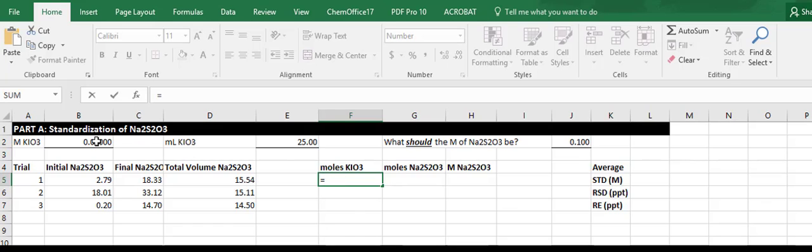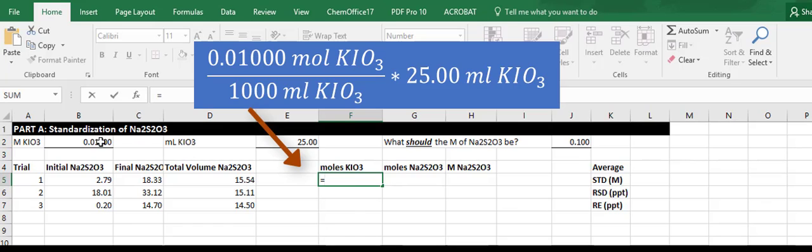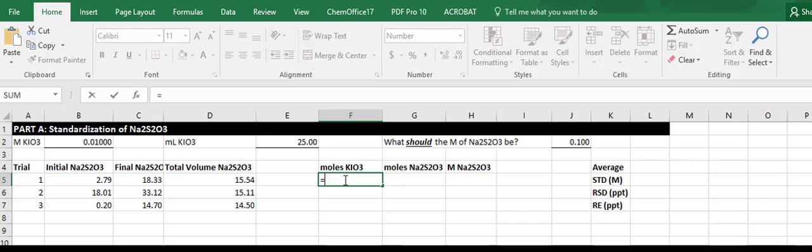But we have the molarity of our KIO3, so that's 0.01000 moles of KIO3 in 1,000 milliliters of KIO3. I used 25 milliliters of the KIO3, so if I multiply this volume times the molarity in milliliters, I get moles. So in Excel, I'm not going to write out all my units. I'm going to suggest that you do that on paper ahead of time so you know exactly what numbers you want. And this is going to become B2, cool, selected that, divided by 1,000, that's my 1,000 milliliters, times E2.